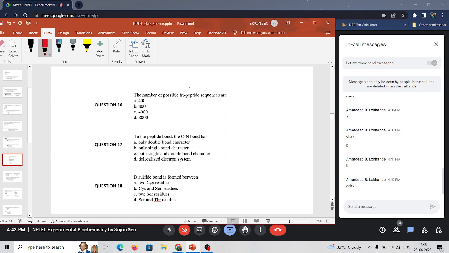So in this manner, how many can you prepare? It's 20 into 20 into 20. Right? So what is it? It's 8,000.